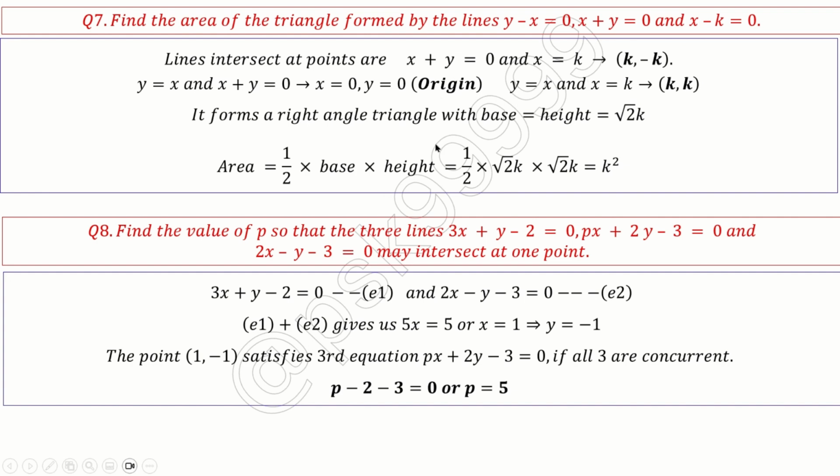Which means both base and height are square root of 2 times k. So area is nothing but half into base into height. So k square you'll get. Or you can apply the shoelace method or any other method you want.